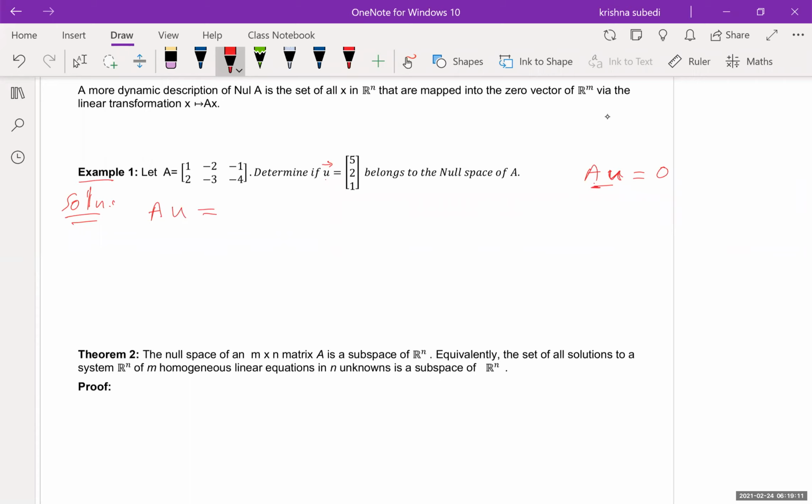Let's look at that. A times U: the rows 1, -2, 2, -1 and 2, -3, -4, 5, times the vector 5, 2, 1. I want you to multiply this and let me know whether you get 0, 0 or not. So I believe you're going to get 0, 0 here. I did this mentally quickly, and it turns out to be 0, 0. And so, yes, U belongs to the null space of A.